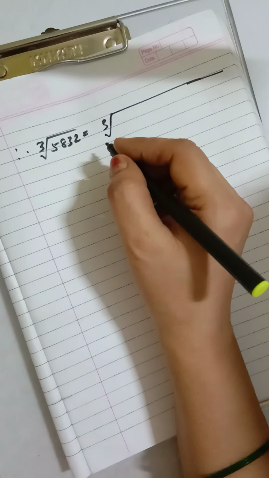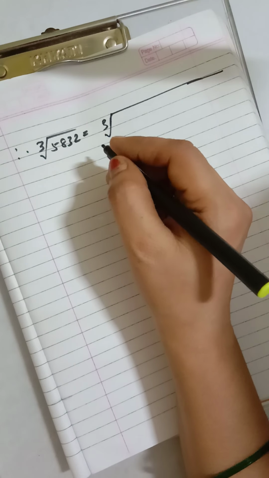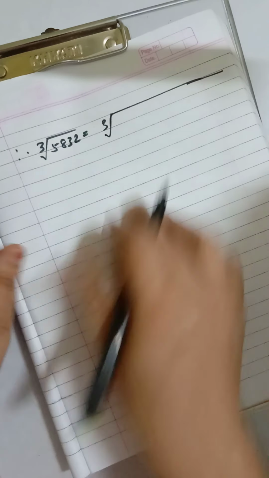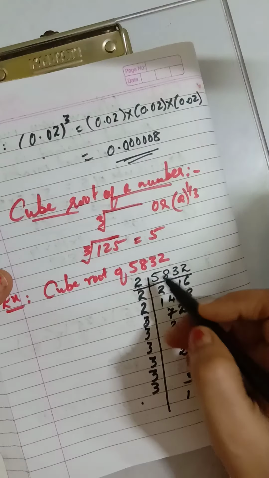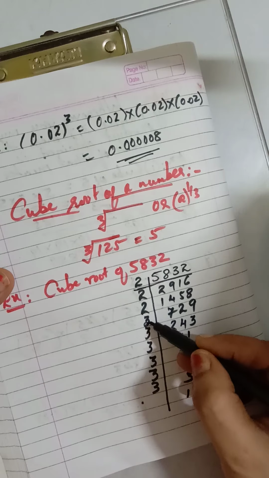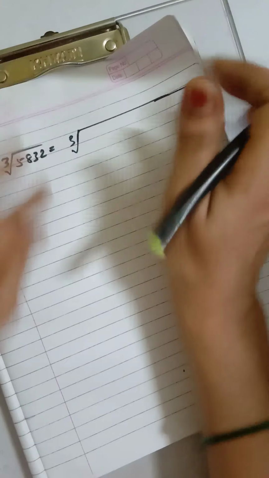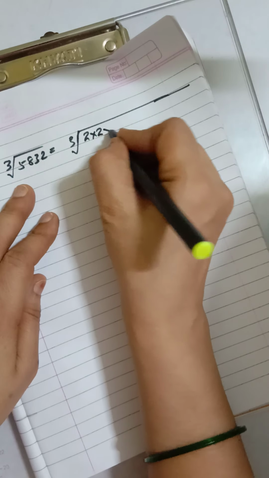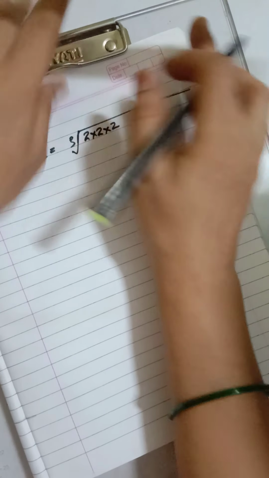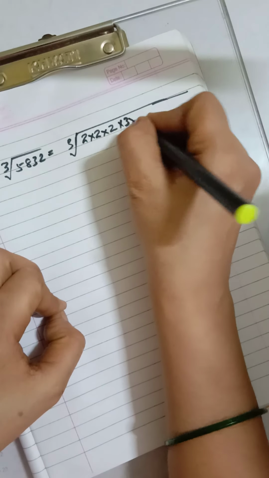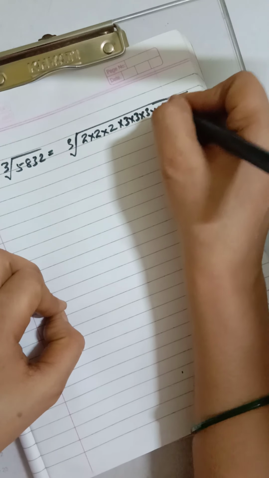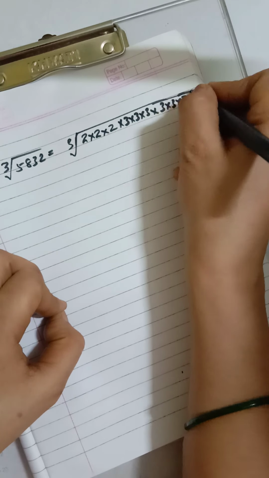How many times is 2 there? 3 times. And how many times 3? 6 times. So you will write that: 2 into 2 into 2 into 3 into 3 into 3 into 3 into 3 into 3, 6 times.